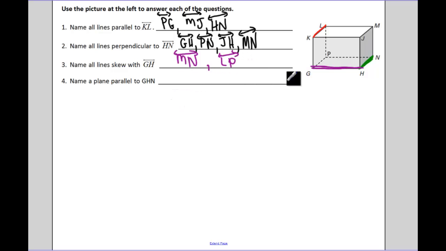And then name a plane parallel to GHNP, and technically I should have a P in there. Our parallel plane, think of it again as a box. So I have the bottom of the box, a plane parallel is KL, MJ. Notice how I named that. I started with K and I went either clockwise or counterclockwise. So KL, MJ.